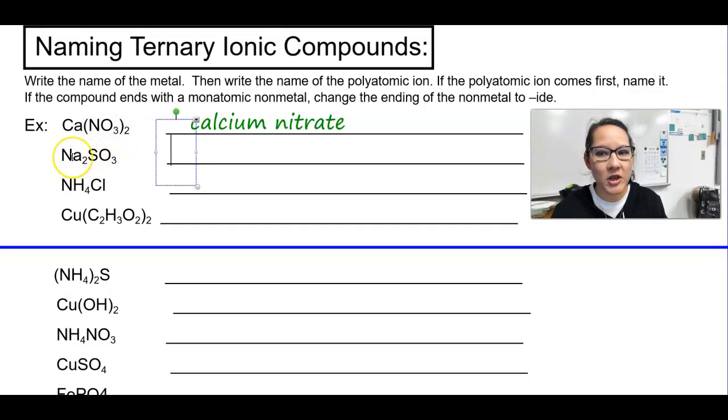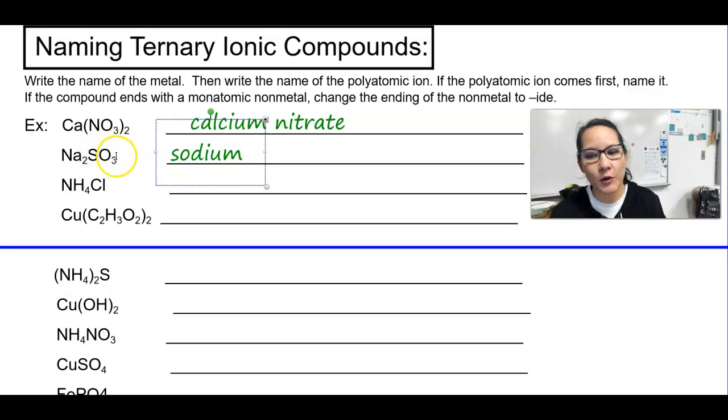Next metal is sodium, and then the rest of this is my anion, and so that's a polyatomic ion. If it were SO4, it would be sulfate, but since it's SO3, it's sulfite.